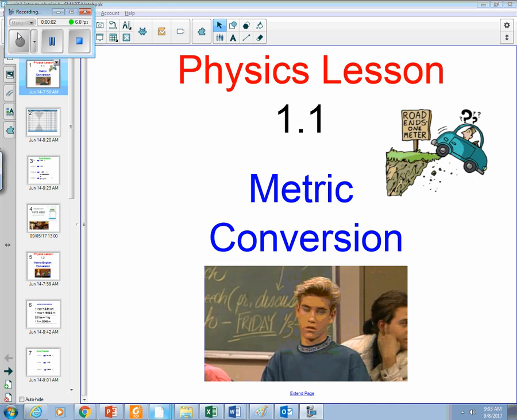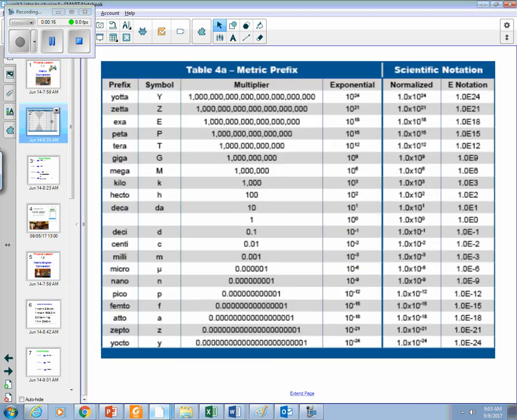All right. So, welcome to your first physics lesson, affectionately known as 1.1 metric conversions. Okay, so let's get started. First thing that you are going to see on your notes is your metric prefix chart. This is going to be very helpful for you when you are doing some of these metric conversions.